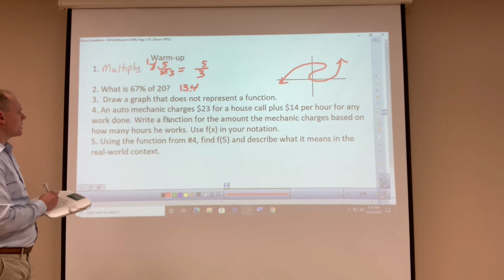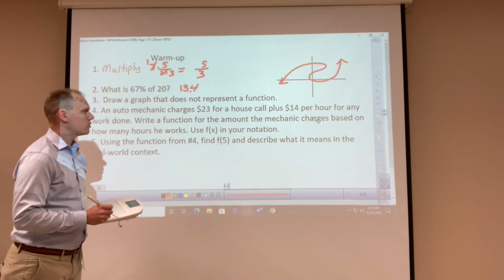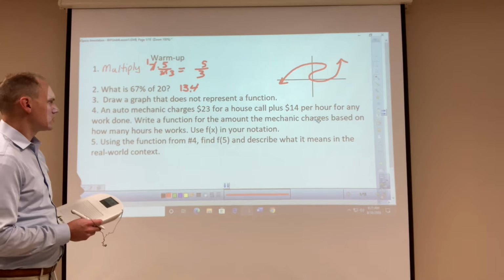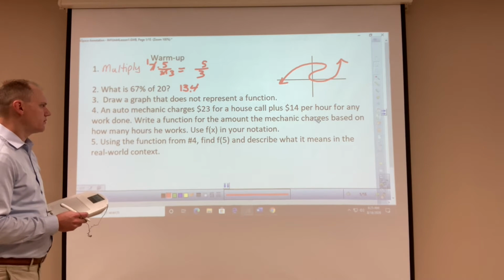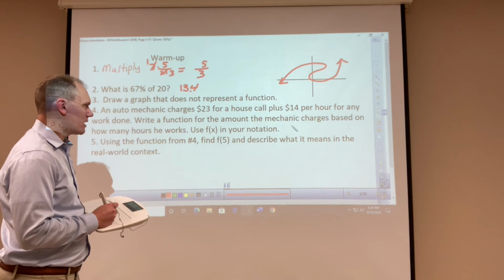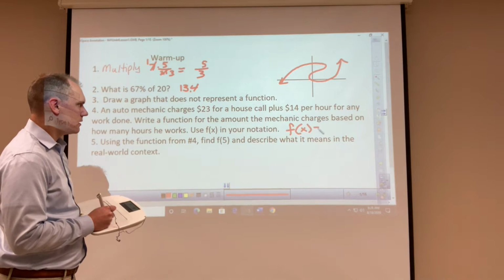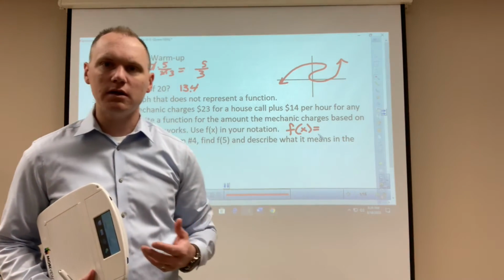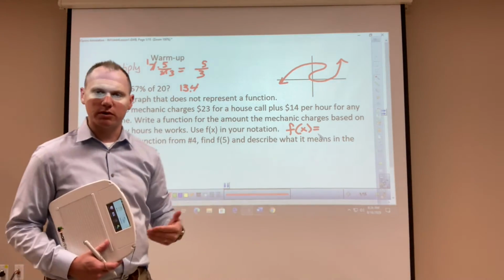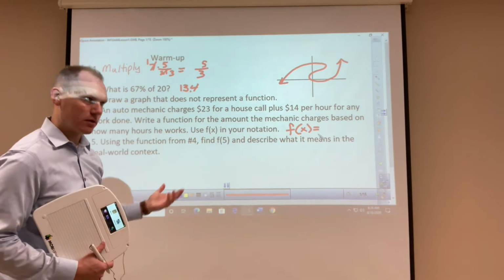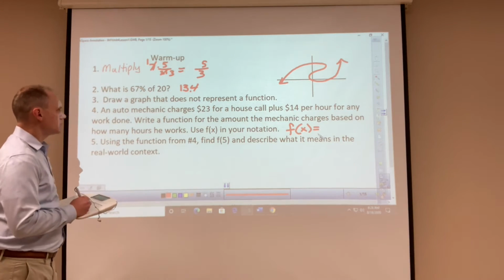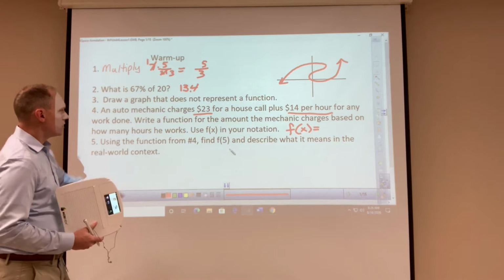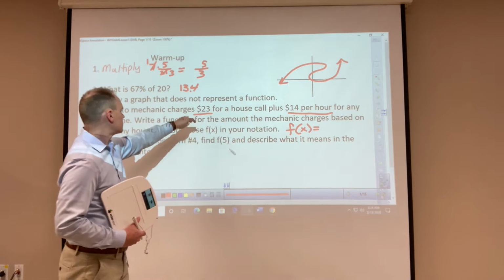Number 4, an auto mechanic charges $23 for a house call plus $14 per hour for any work done. Write a function for the amount the mechanic charges based on how many hours he works. Use f of x in your notation. So we're going to say f of x equals, and we've worked with things like this before, right? Where we have like this constant or flat fee, and then we have the per hour or per day, that we've talked about being the slope, right? So in this case, we have 14 per hour and 23 for a house call. So you need to discern which one's which.